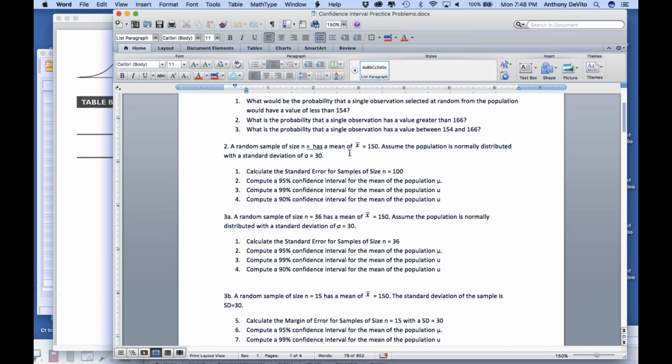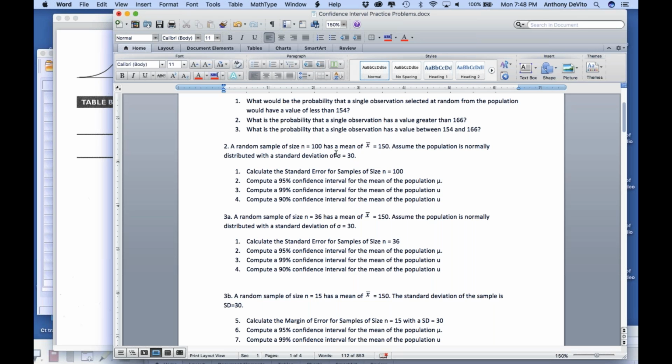Okay, but I'm going to go on to this next one, which is interesting. A random sample of size... what happened there? Where'd it go? Did I knock it off? Did I backspace over it? Okay, in fact, it's down here. A random sample of size 100 has a mean of x bar equals 100. Anytime you see me use x bar, I'm talking about a sample mean, not a population mean. Assume that the population is normally distributed with a standard deviation of sigma equal to 30.